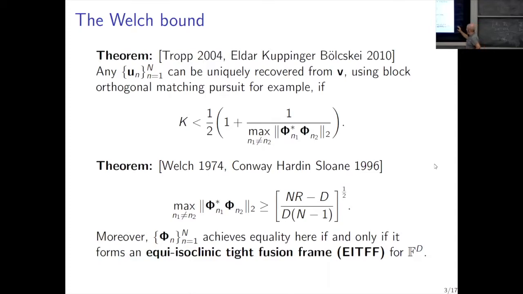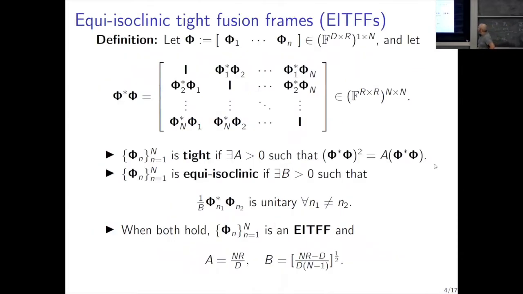So the important thing is I want to make block coherence small. At the same time, there is this lower bound on block coherence. And for the rest of the talk moving forward, the last thing I'm going to say, and this I can show you, but I don't have the details in here, is that you get equality in this bound if and only if you have this very special type of object that I'm going to explain on the next slide called an equi-isoclinic tight fusion frame.